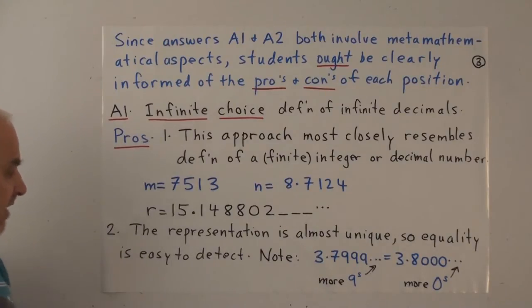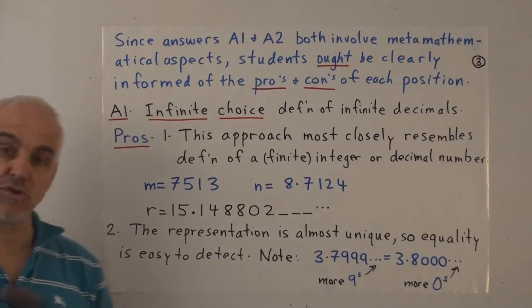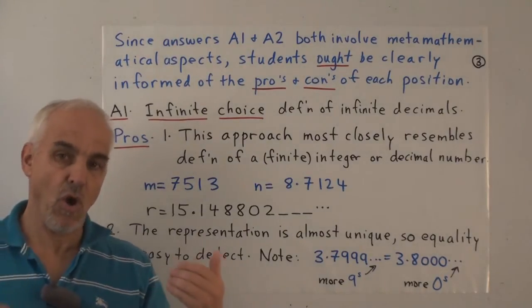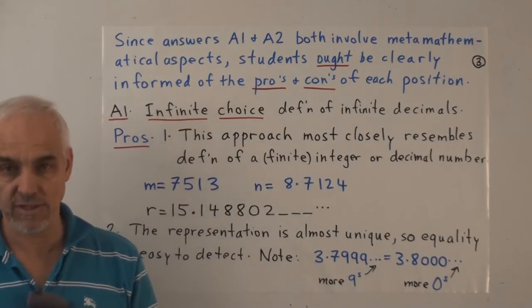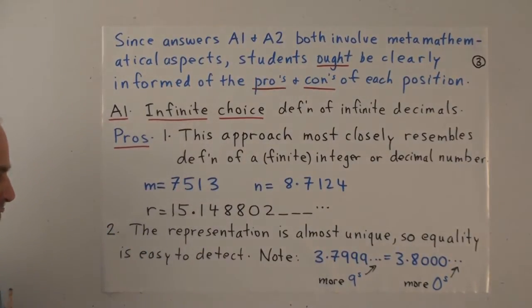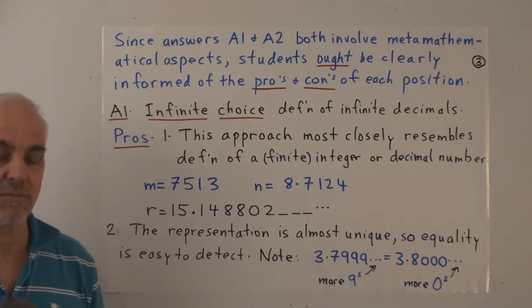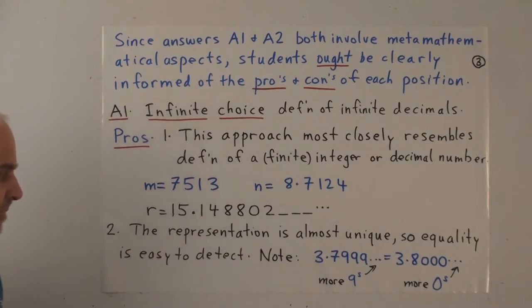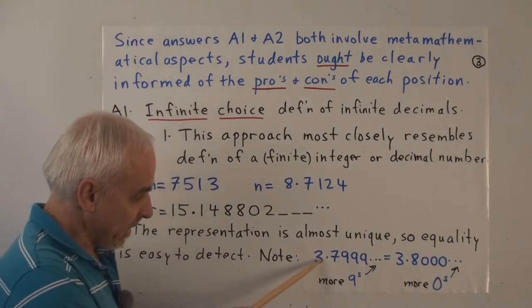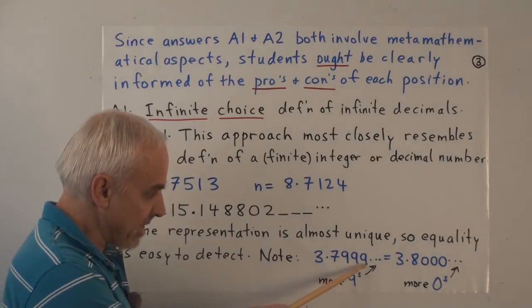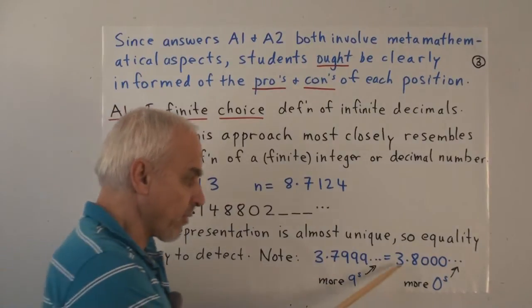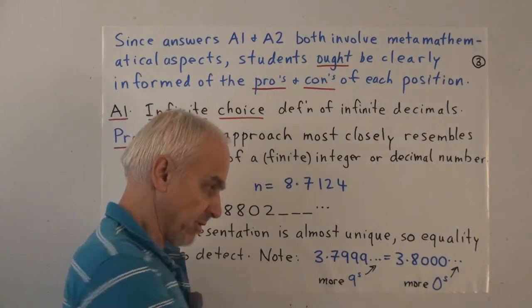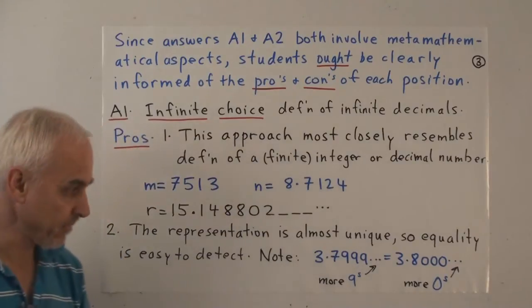The second advantage is that the representation is almost unique. There's pretty well only one way of specifying an infinite choice infinite decimal. So equality between infinite decimals is easy to detect. There is an important qualification, though, that we agree that something like 3.79999, where the nines keep on going, is equal to 3.80000, where the zeros keep on going.